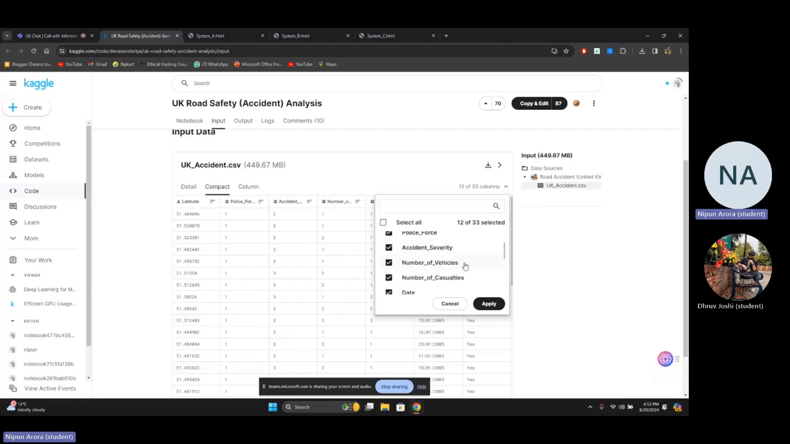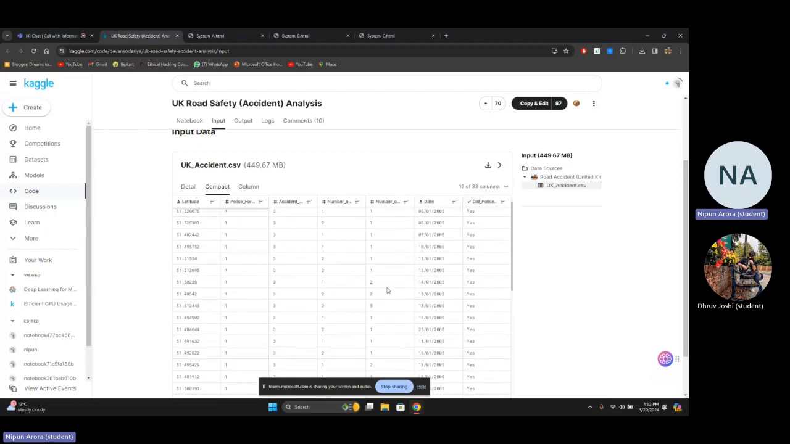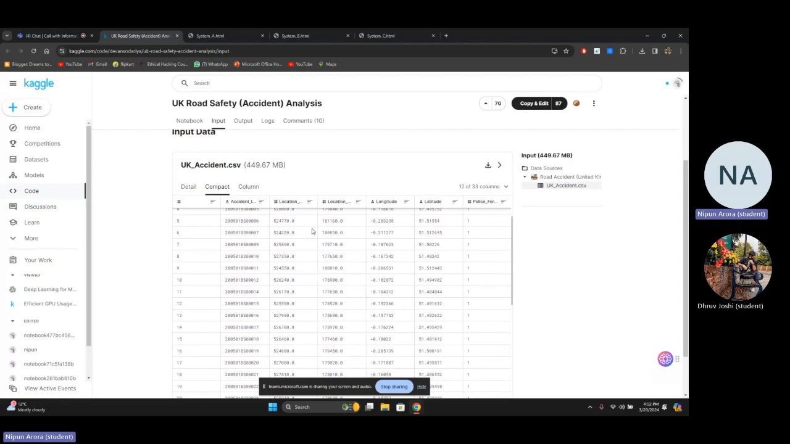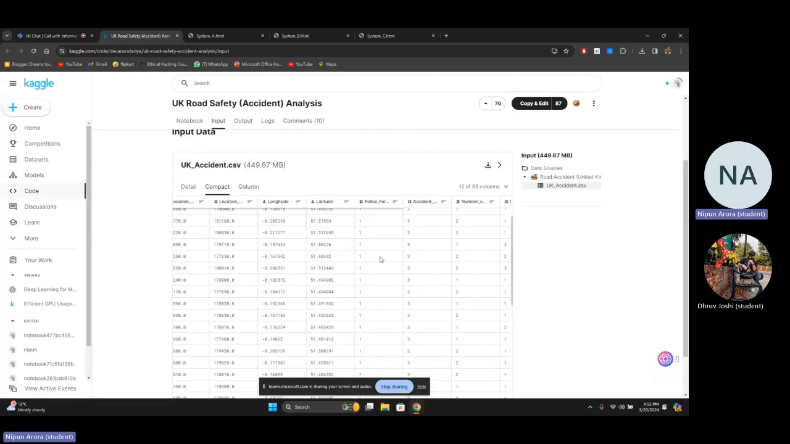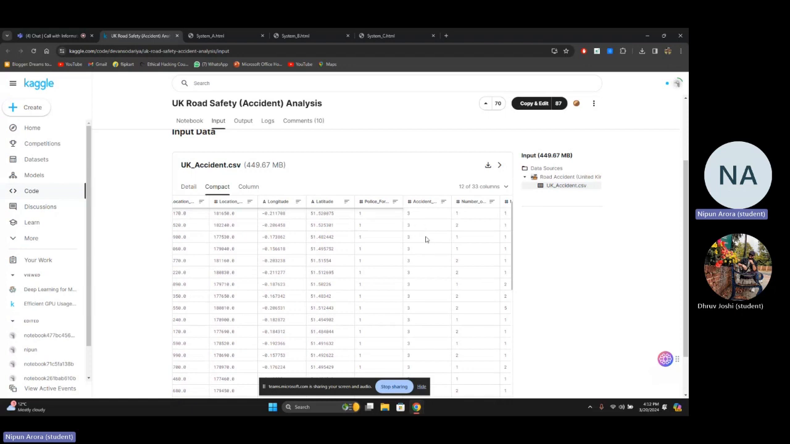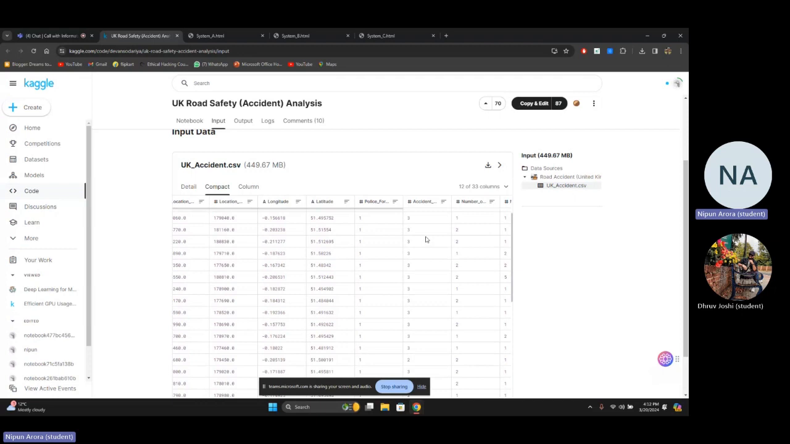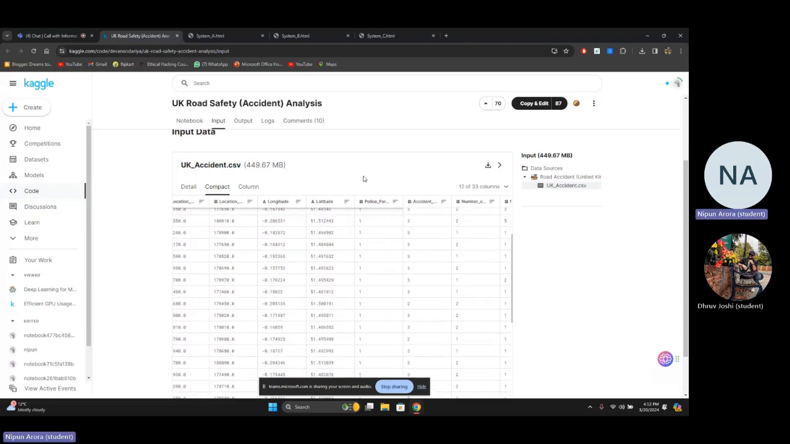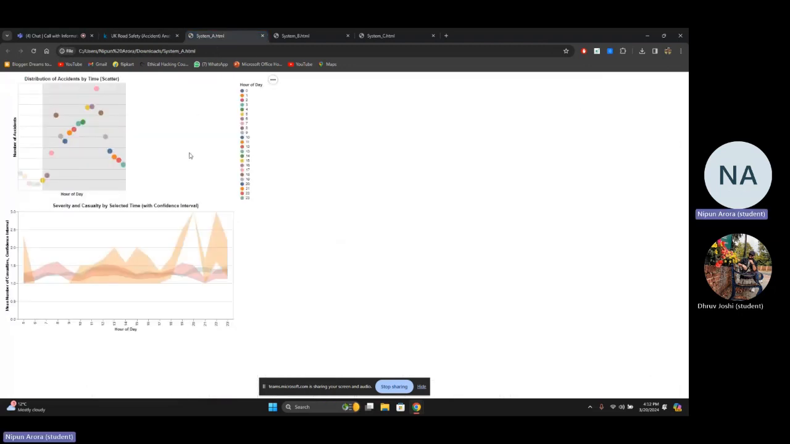accident severity, number of vehicles, number of casualties, day of the week, time, local authority district, local authority highway, and much more. So if I show you my dataset, you can clearly see we have location in the coordinate systems, we have the police force that got involved, we have the accident severity, which we use multiple times to represent our data. The accident severity is basically on a range of 1 to 3, showing how severe the accident was. So I'm going to start with my system one first, and then I'll shift to the other systems, and then we can carry forward.